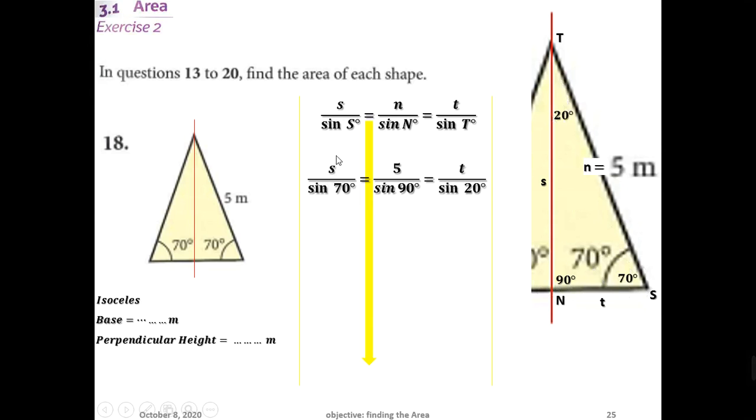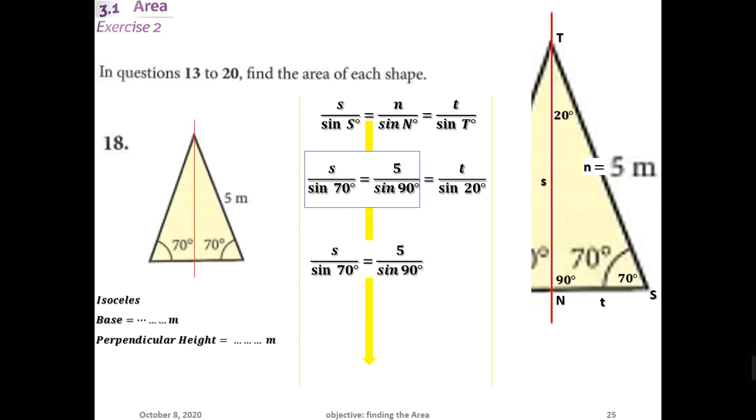We are calculating S, which is the distance from the apex down to the horizontal base, and it represents the height of this triangle. So, we're going to take the first and the second fraction as following, and then we're going to apply cross multiplication. What is my unknown? S. S is equal to fraction line. What is my S multiplied by? It's multiplied by sine of 90.